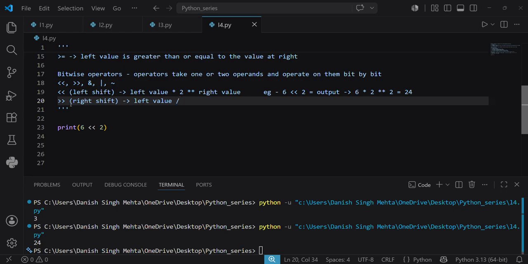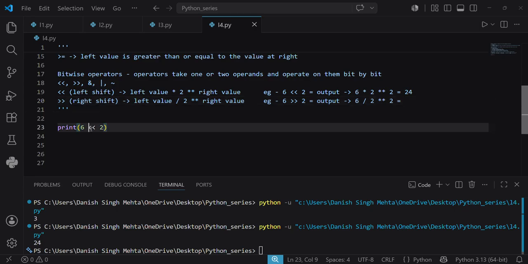Here it will be division, not multiplication. Everything else will remain the same. For example, if I take the same example but right shift with 2, then the output will be 6 divided by 2 to the power of 2. And what will be the answer?